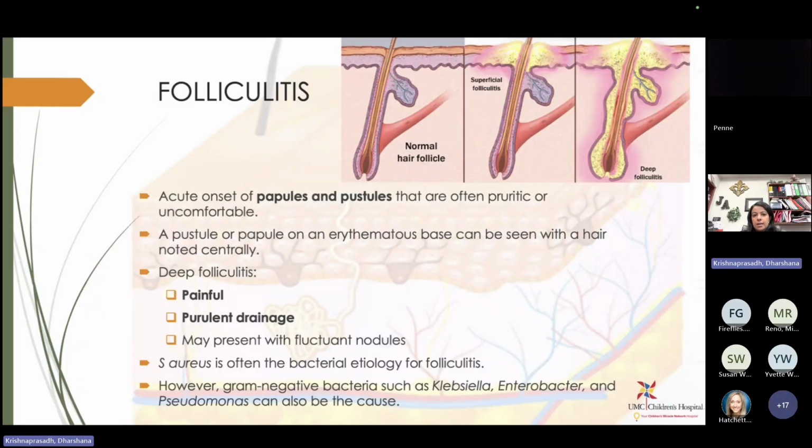Folliculitis. Our next big thing is just the infection around the hair follicle. This usually presents with an erythematous base, and you can see the hair follicle right in the middle of it. These can be painful, can have like that tiny little purulent drainage, and can also present with fluctuant nodules. Staph aureus is usually the common cause of this, but if you have hot tub folliculitis, Pseudomonas can be more a cause for this infection.